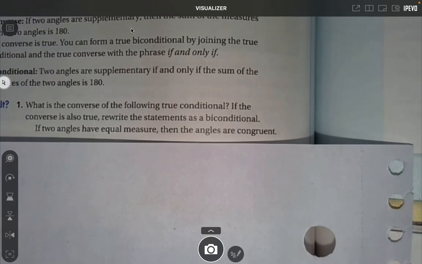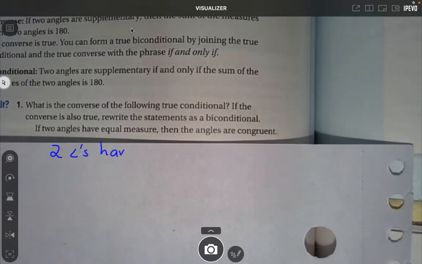That is also true. So can we write a biconditional? What is a biconditional again? If and only if. So we would say two angles have equal measure if and only if they're congruent. I don't even care if you abbreviate a little bit. Two angles have equal measure if and only if they are congruent.